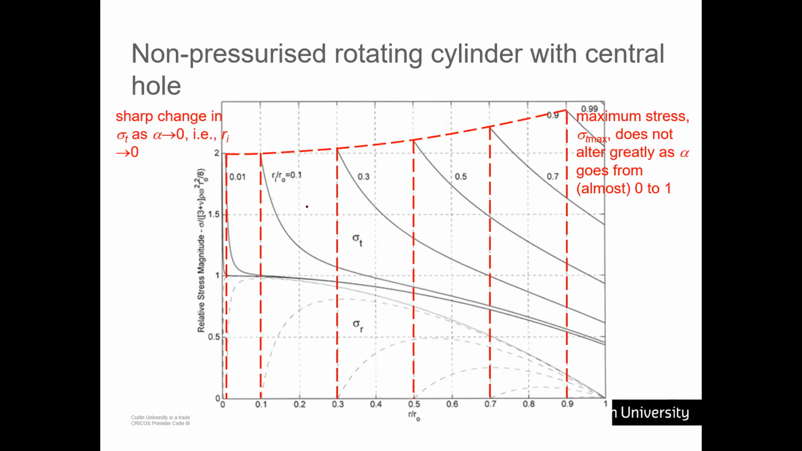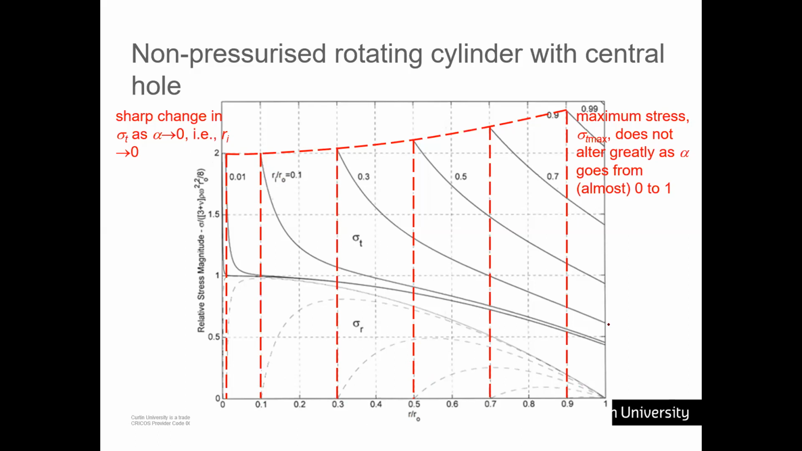So you can see the R naught ratio. That means R equals R naught. Definitely radial stress should be equal to 0. And if R equals 0, radial stress will be 0 again because it will drop. Sometimes it will drop very quickly, with that ratio 0.1 of the Ri R naught ratio.